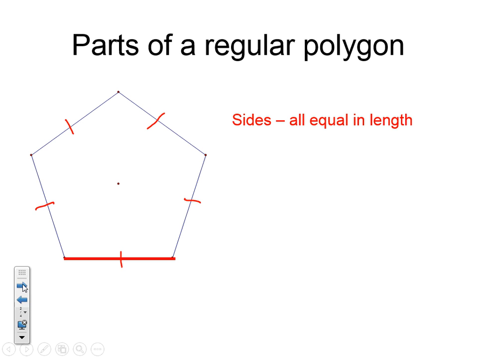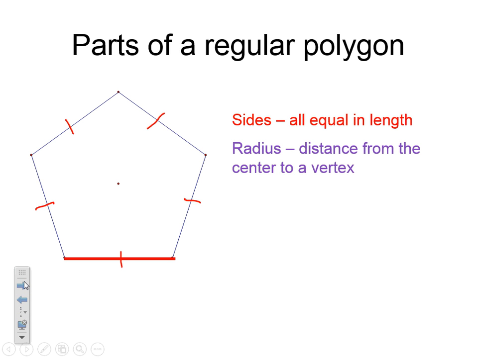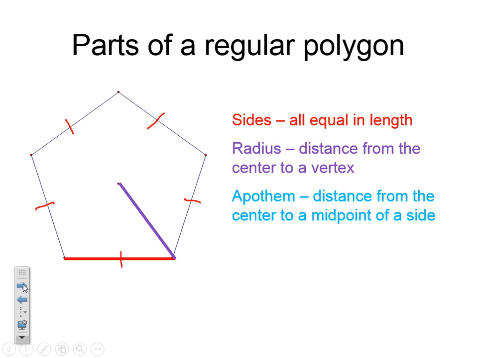Second thing that's really, really important for us to remember is that the radius is the distance from the center to a vertex. So if I look at that, that is going to be my radius. From the center to a vertex is my radius. And the last thing that's really important is that we have an apothem. That is the distance from the center of my circle to the midpoint of my side. So that's going to look like that. Those are the three things that are very important when we're talking about regular polygons.